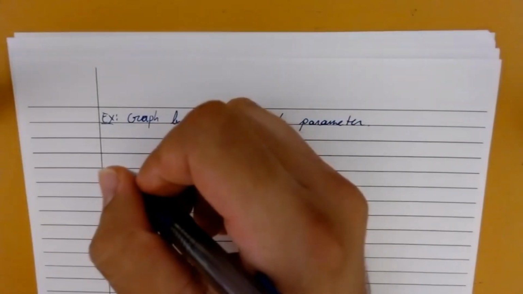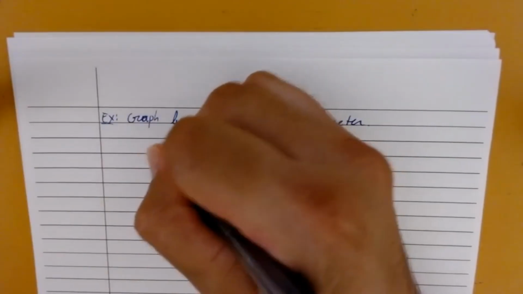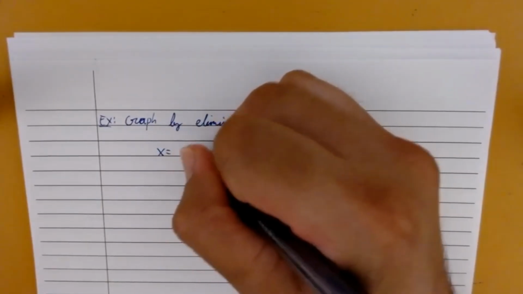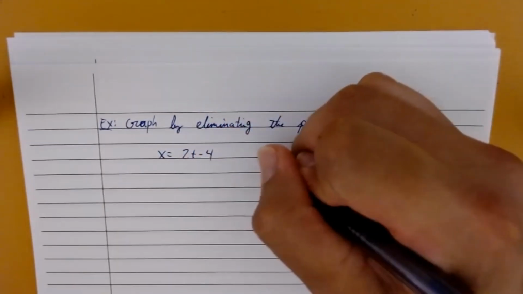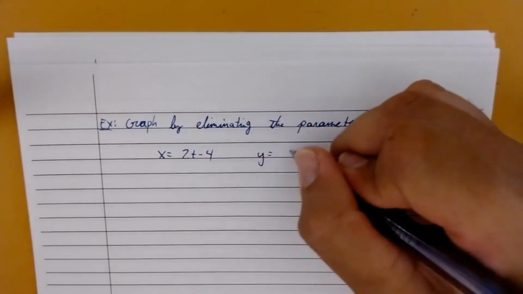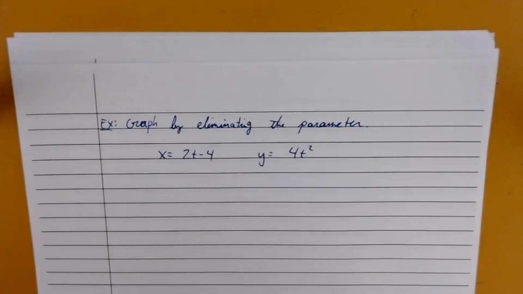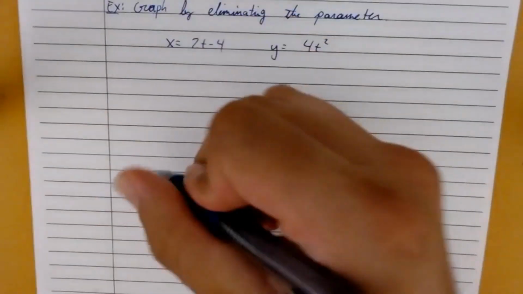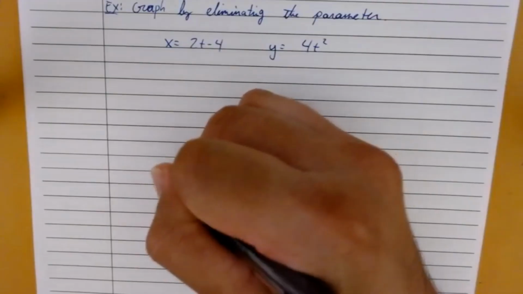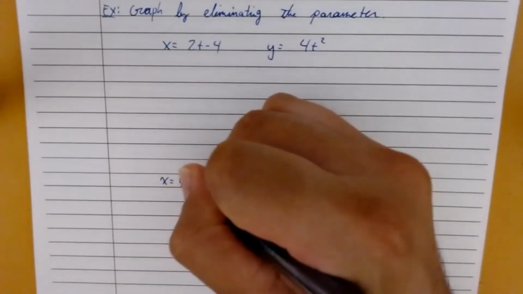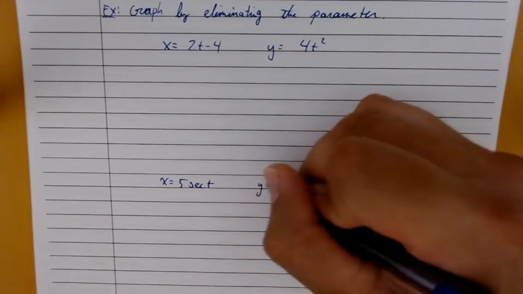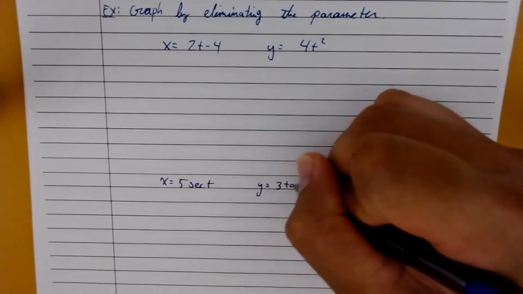And go ahead and try two problems here. The first one will be the plane curve where x is equal to 2t minus 4 and y is equal to 4t squared. No restriction on t. T is any number. And then the other one, let's have you try x is equal to 5 times the secant of t, and y is equal to 3 times the tangent of t.